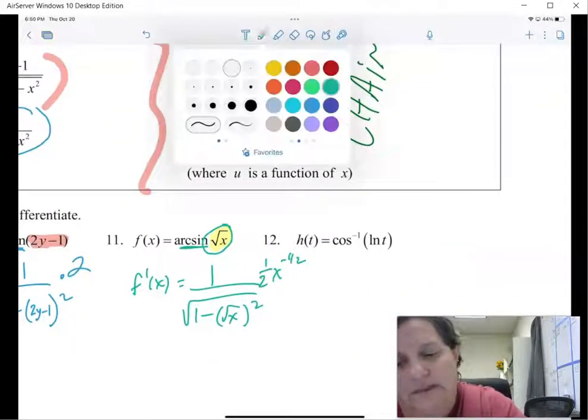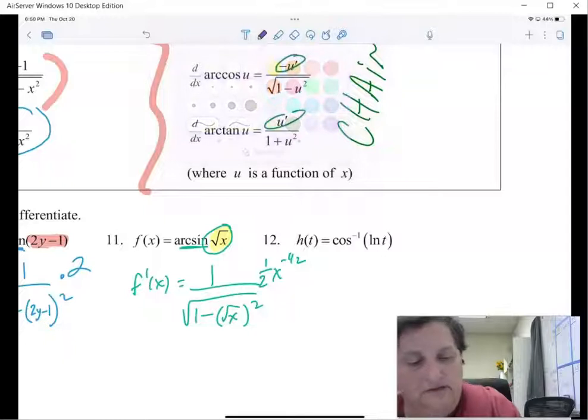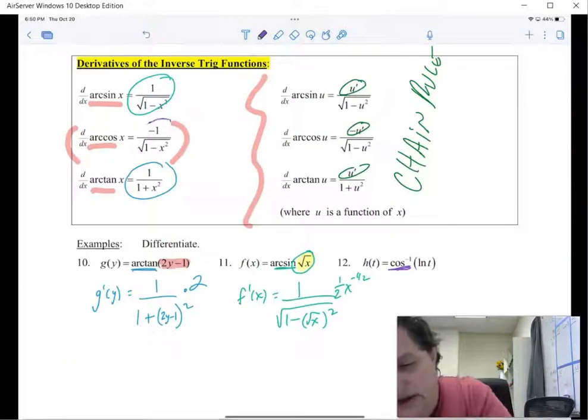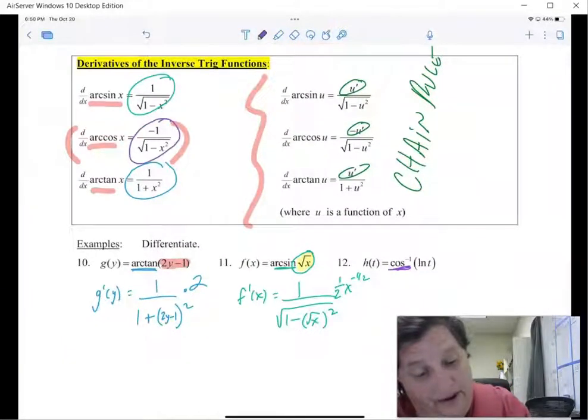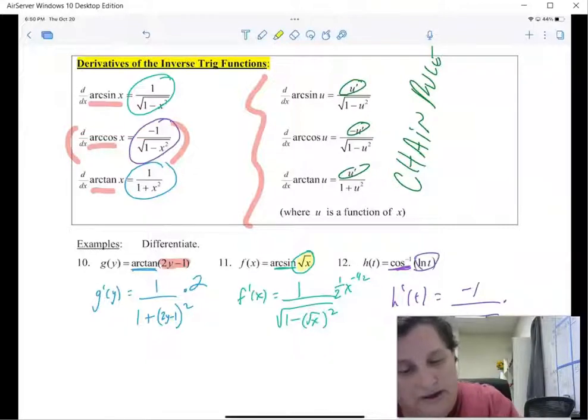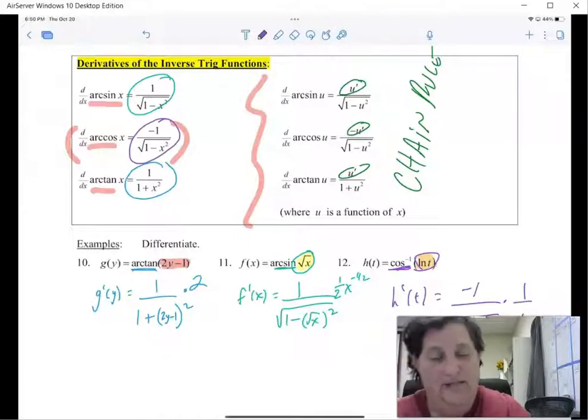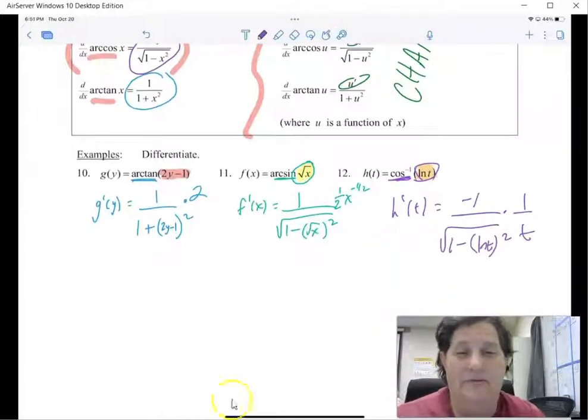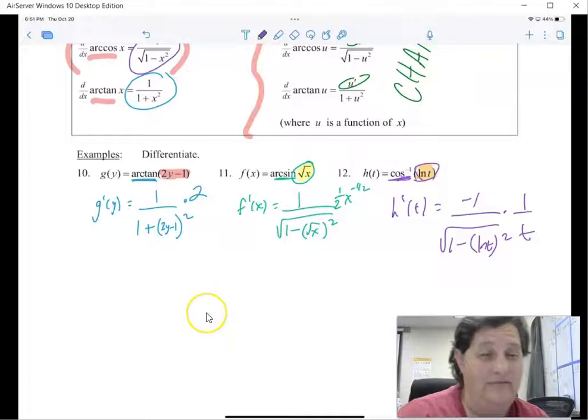All right. Inverse cosine means the same thing as arccosine. That one is here. The derivative of arccos t is negative 1 over the square root of 1 minus blank squared. That's what goes in the blank. And then I multiply by the derivative of this because of chain rule, and the derivative of ln is 1 over t. I know that's tricky. Hopefully you guys have an idea of how this works.